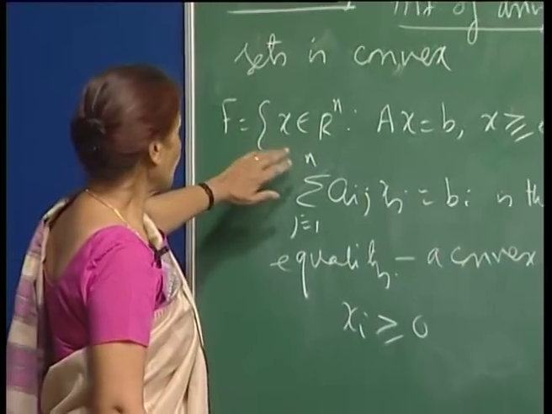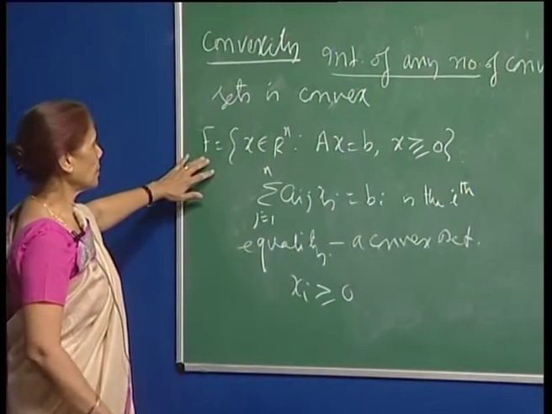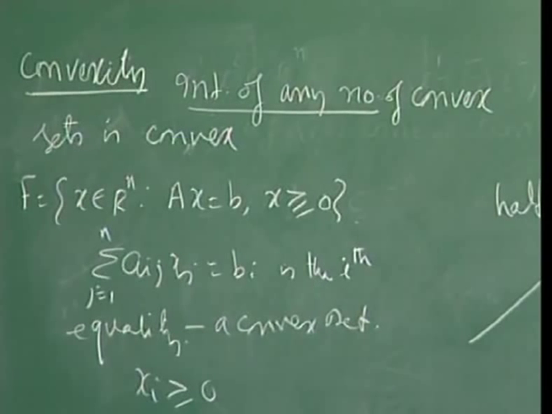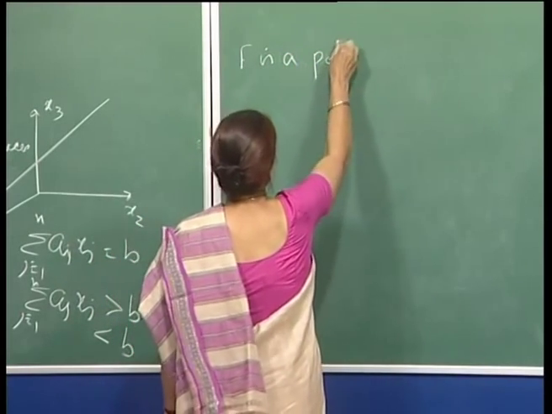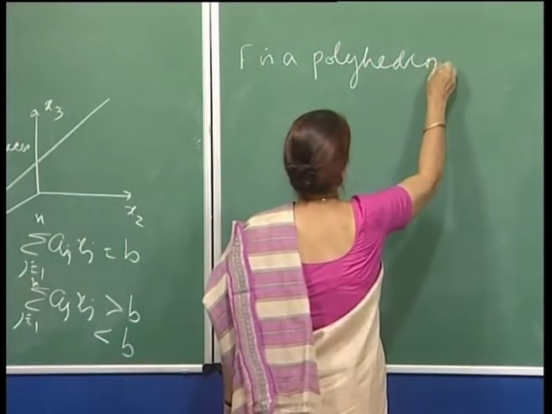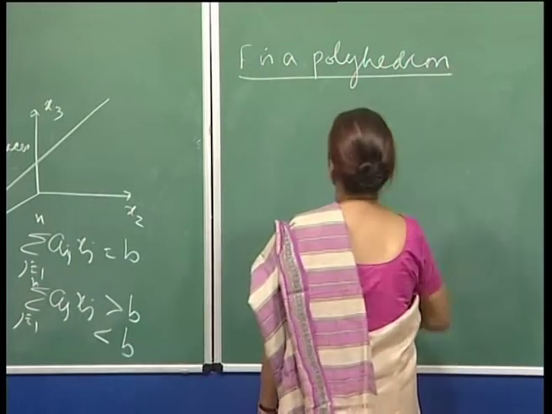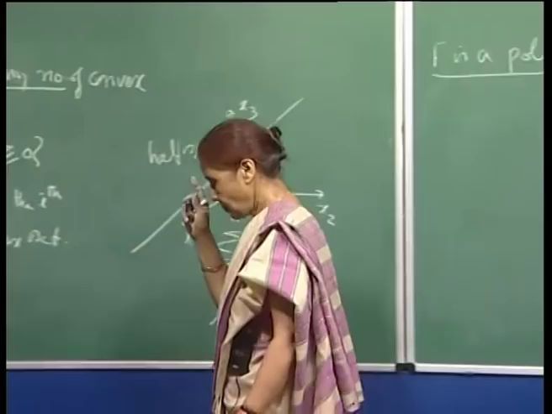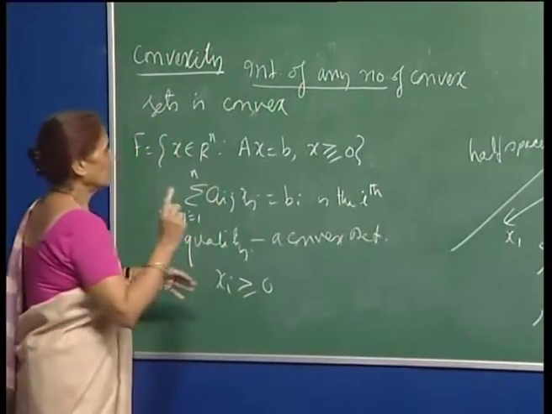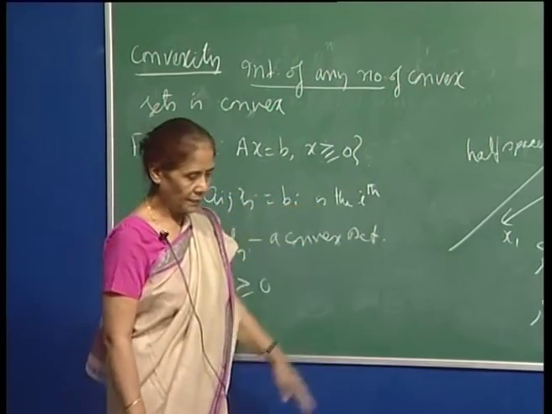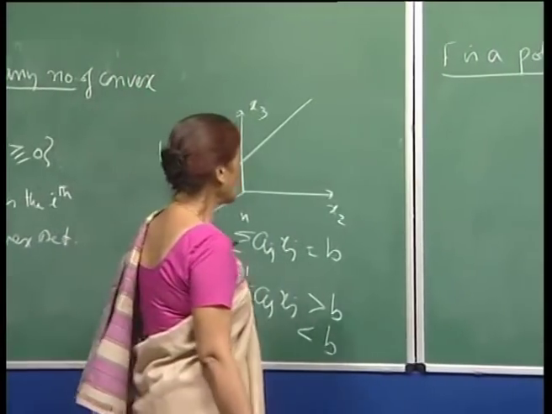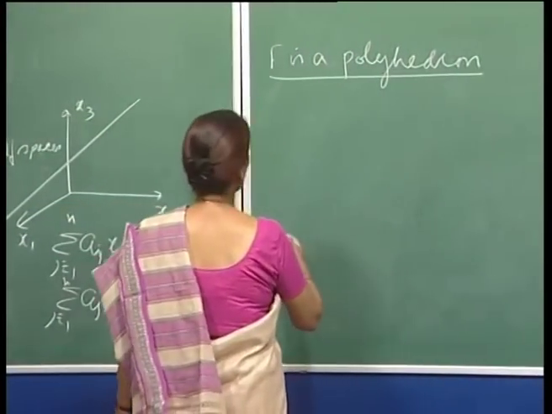So, I showed you that the feasible region for a linear programming problem is a convex set, and in fact this is a special kind of convex set which we want to give a name. F is a polyhedron. We give it a name because this is a special kind of convex set, defined by linear equations and inequalities. For such convex sets we give a special name, and in general there is also a general form of a polyhedron.